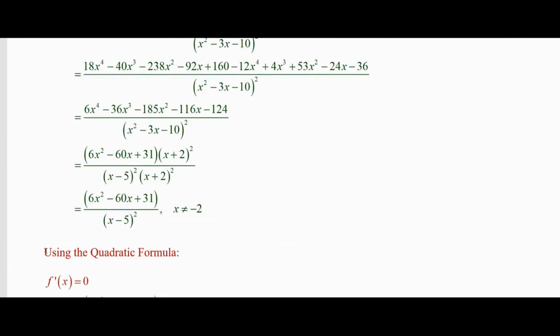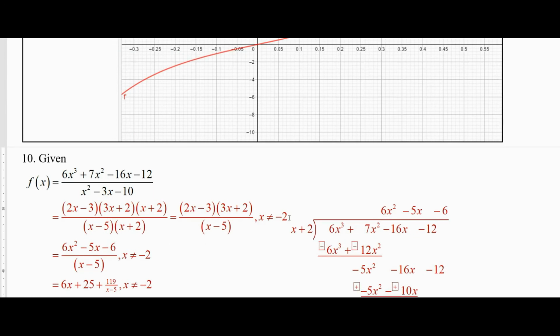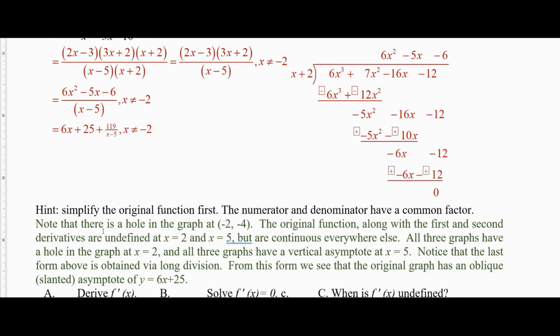Notice that the original function is going to have a hole in the graph whenever x is negative 2. If you put negative 2 in this expression here, you'll get the y coordinate of that hole. I think I'll do that in a minute. And then it turns out that all of the derivatives are going to have holes at x equals negative 2 as well. First derivative, second derivative. We have an asymptote, a vertical one, at x equals 5 on the original function. And the derivatives will also be undefined there.